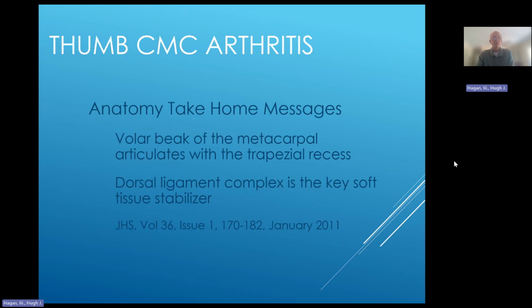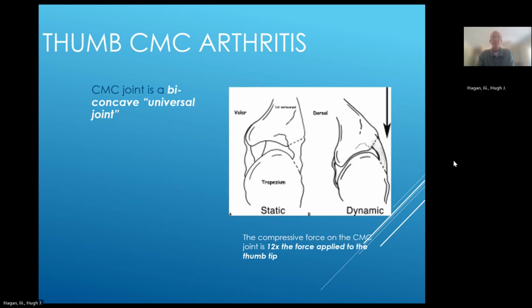The take-home messages on the anatomy portion of this section are that the volar beak of the metacarpal articulates with the recess in the trapezium to provide bony stability, and the dorsal ligamentous complex is the key soft tissue stabilizer of the CMC joint. And through this presentation, you'll see references below that you can refer to later.